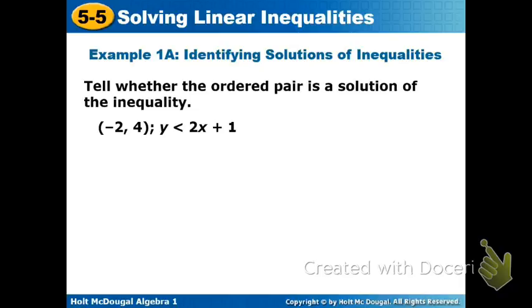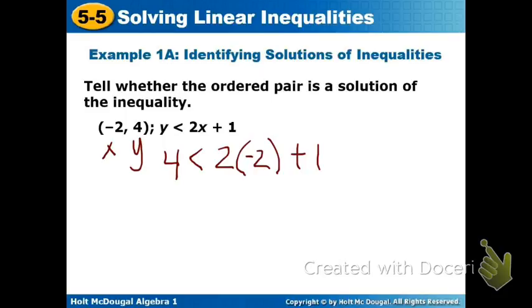-2, 4. So you got to remember what is x and what's y. It's always alphabetical order. You've got your x value here, you got your y value here. And just like the Glade commercial, what do we do when we're given an x and a y? We plug them into the equation in the right spots and see if it will work. Okay, so our x is -2 and our y is 4. So we're going to put down 4 is less than 2 times my x value, which is -2, and then add that 1 on. So now we just have to simplify this and see if it holds true.